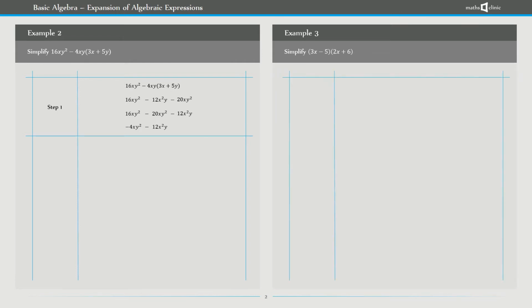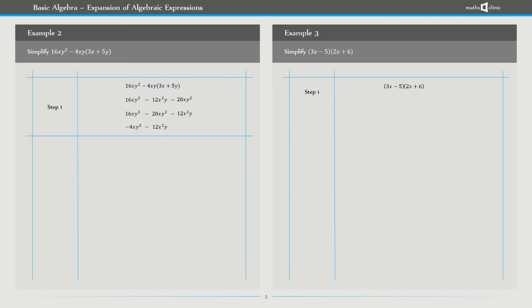Let's find out. So step 1, the first thing we want to do here is we have one bracket 3x minus 5 multiplying another bracket 2x plus 6. Okay, and I'm going to show you how you go about doing this.